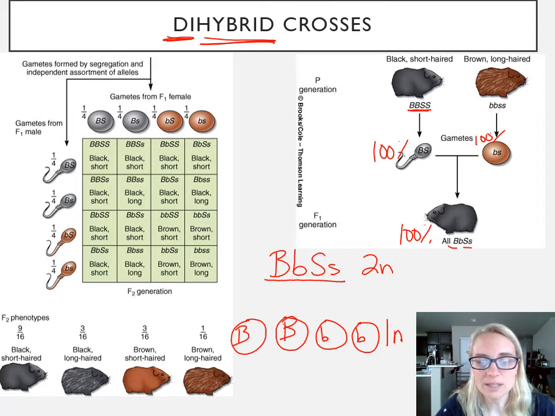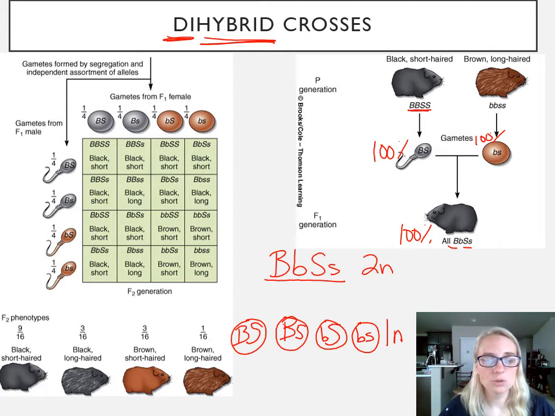For the S's, it's the same idea. We could have a big S, but we don't want to write it again because that would be the same. So let's put that other big S with the little b. And then our other possibility is a little s. Oops. Little s and a little s. So those are all the possible combinations.